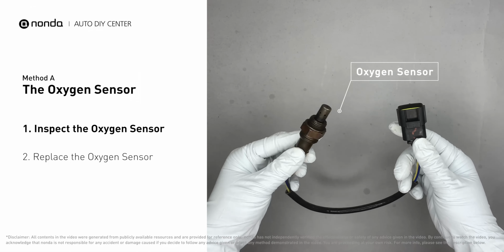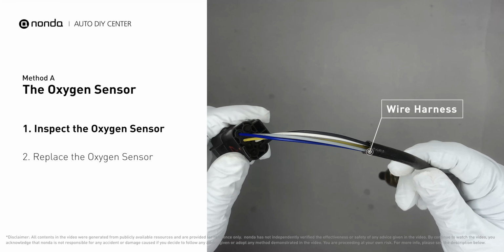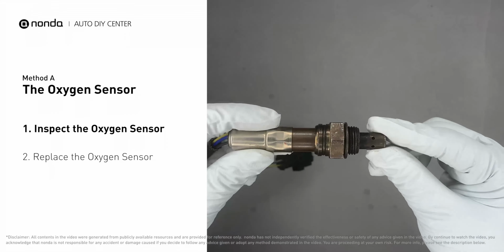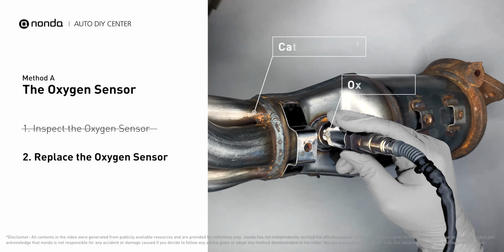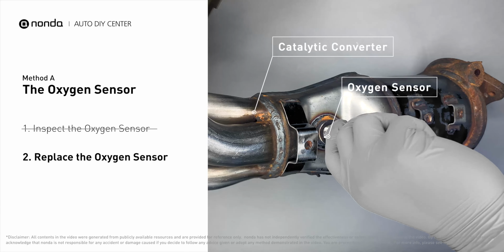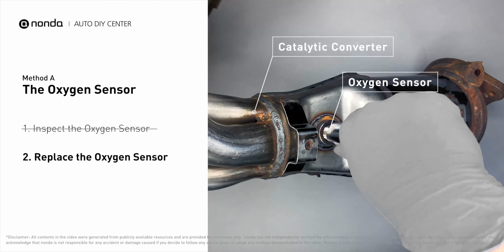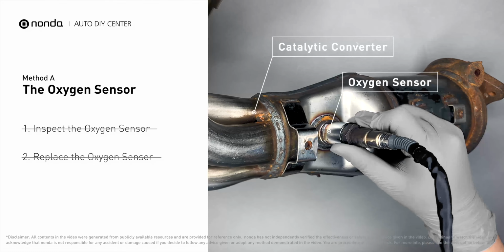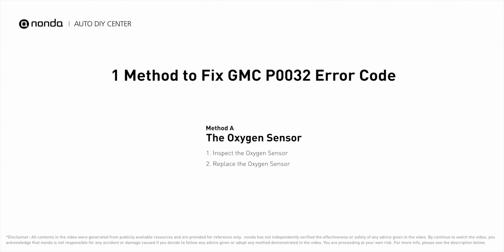Visually check the oxygen sensor's electrical connections, wire harness, and metal tabs for any damages. If damages are found, then replace the oxygen sensor. If there is no damage found on the oxygen sensor, you would need to take your car to consult professional mechanics. So here are one of the most practical solutions to fix GMC's P0032 error code.